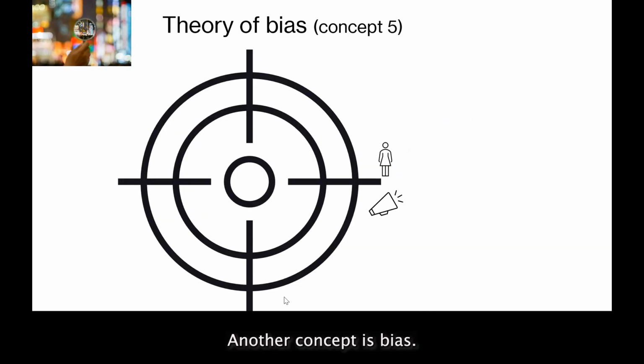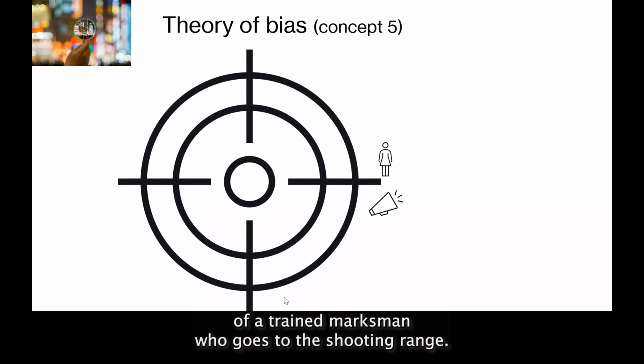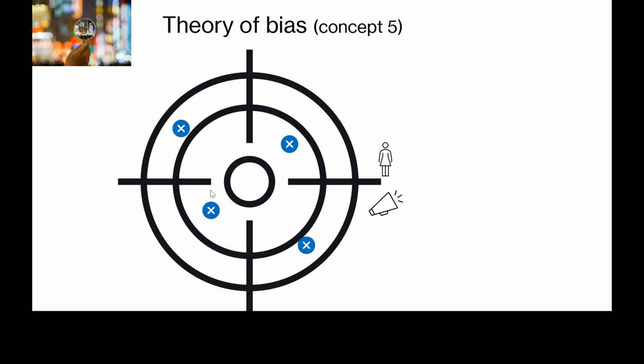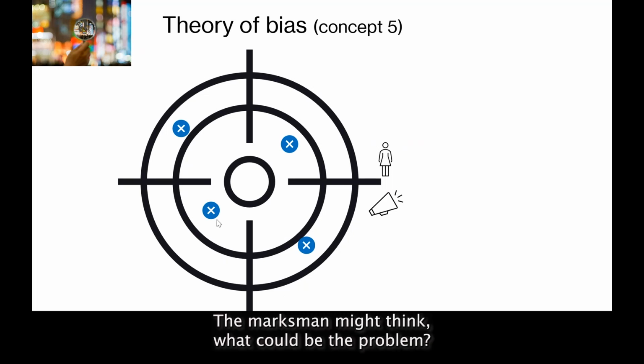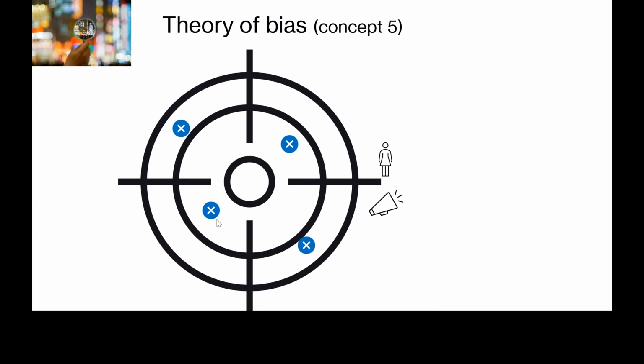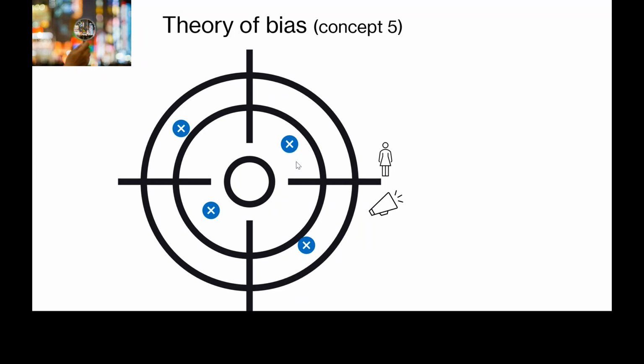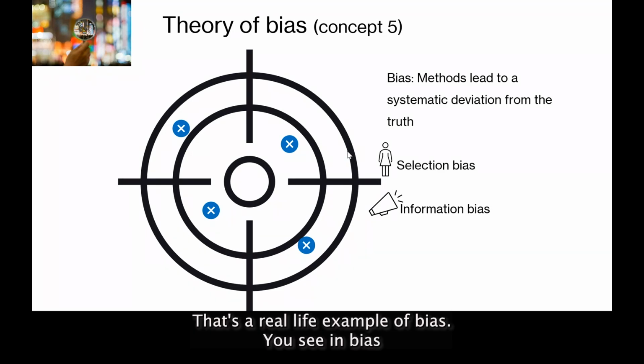Another concept is bias. Now, let me paint a situation, a story, of a trained marksman who goes to the shooting range. He's trained, he goes to the shooting range and he fires 4 shots, but he misses his target. The marksman might think, what could be the problem? Could it be my rifle has a problem? Could it be a problem with my eyesight? That's a real life example of bias.